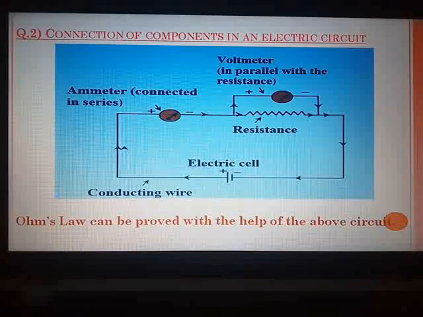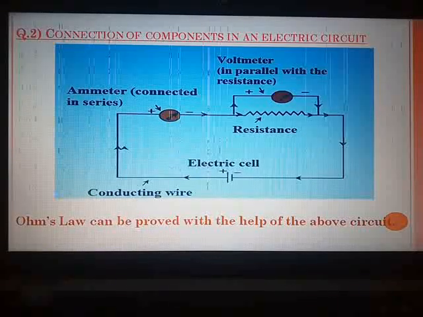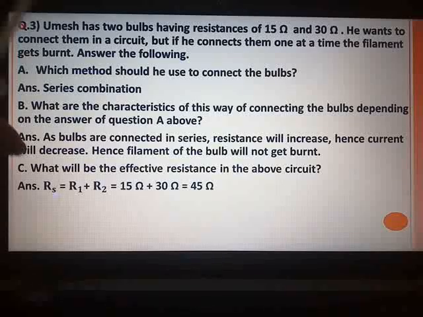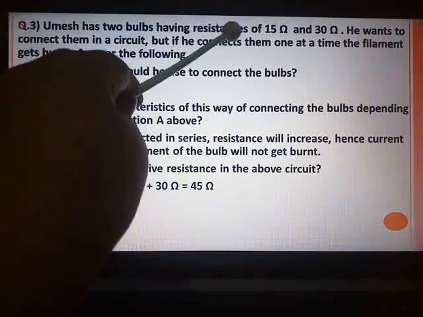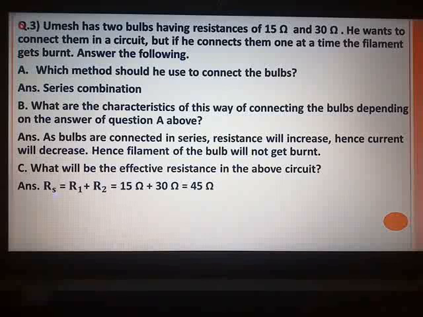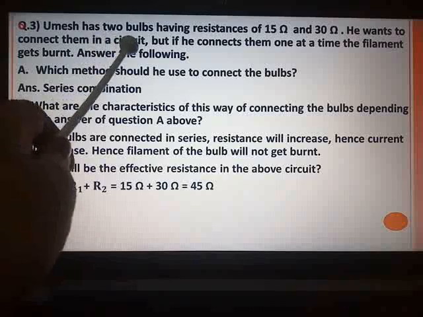Next is question number 3, application based again. Umesh has two bulbs having resistances of 15 ohms and 30 ohms. Two bulbs, they have two different resistances. The first one has 15 ohms resistance, the second one has 30 ohms resistance. He wants to connect them in a circuit.